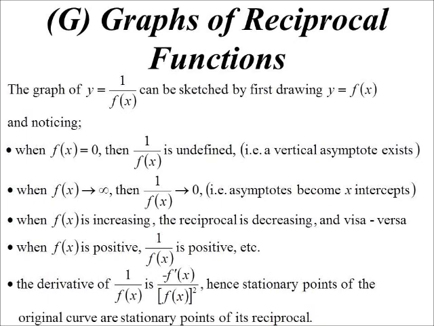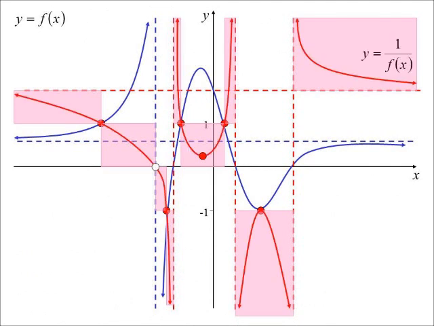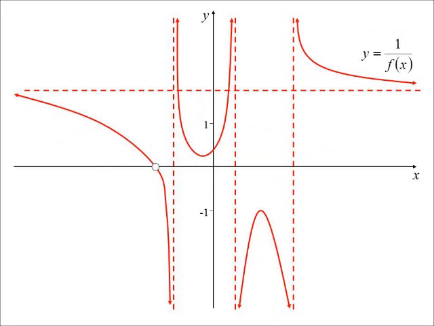Alright, let's draw it. Voila, we end up with something like that. So I'll just get rid of that so it's easier to see. So there's our reciprocal graph. We turn it upside down. So they're all the sorts of things you're looking for. Okay.